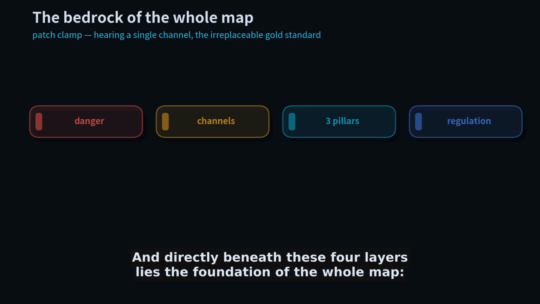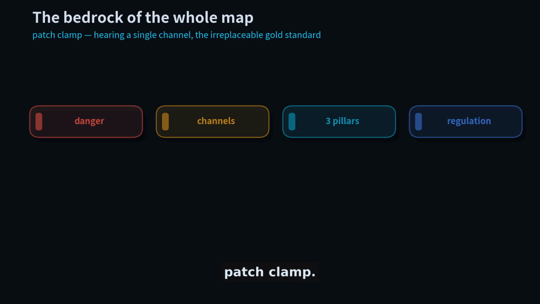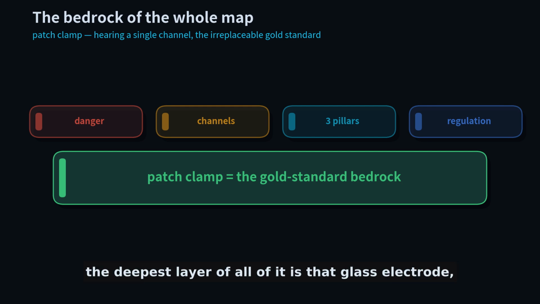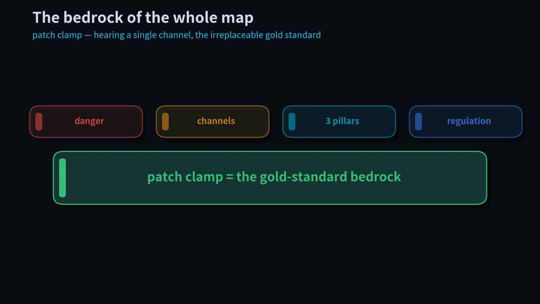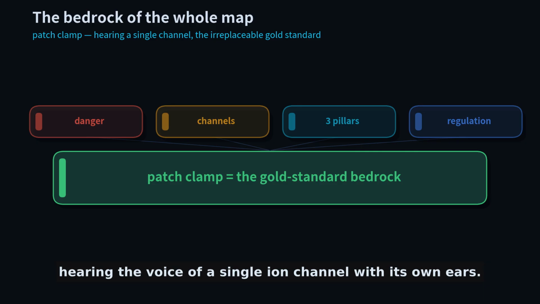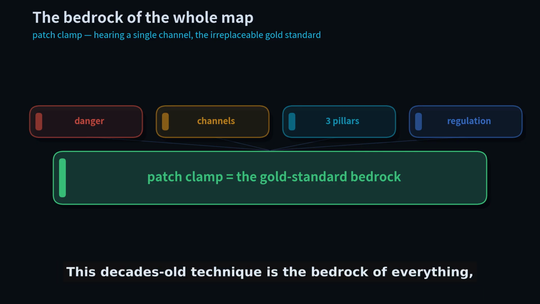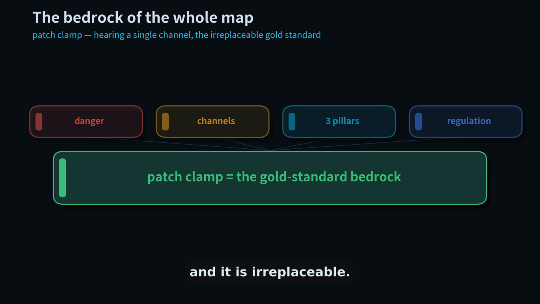And directly beneath these four layers lies the foundation of the whole map: patch clamp. From measuring each channel's IC50 to reading that tail current, the deepest layer of all of it is that glass electrode, hearing the voice of a single ion channel with its own ears. This decades-old technique is the bedrock of everything, and it is irreplaceable.